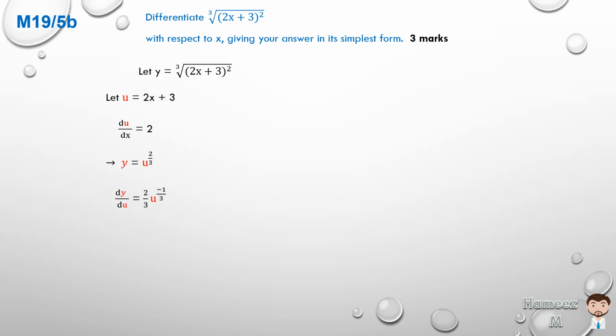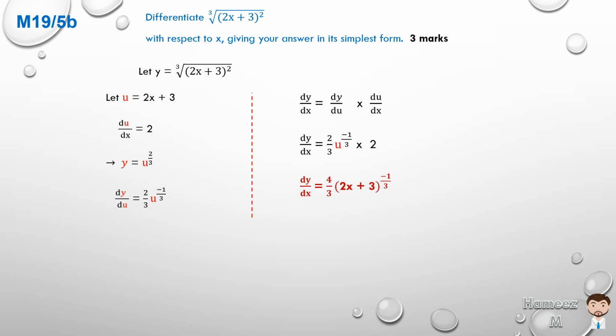And we can now work out dy dx, which is what we wanted to find. So dy dx is equal to dy du by du dx using the chain rule. And we can substitute dy du is 2/3 u to the power minus 1/3 times du dx, which is 2. So that will give us dy dx is equal to 4/3 by, and if we substitute back for u, 2x plus 3 to the power minus 1/3.